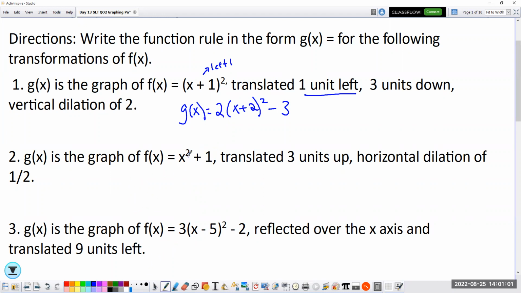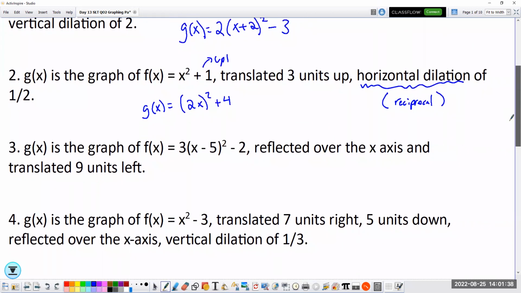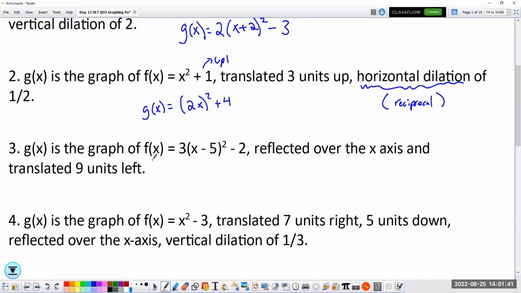For number 2, we see that the original function f of x has been moved up 1. And g of x is moving up 3. So now we are up 4. So I know it's going to be plus 4, but I also notice that I have a horizontal dilation. And whenever I have a horizontal dilation, I want to remember that that happens inside the parentheses, and it's going to be the reciprocal. Okay. So I'm going to have 2x in my parentheses squared, and then up 1 and an additional up 3 will be up 4. If you didn't see number 4, pause the video, do number 4.